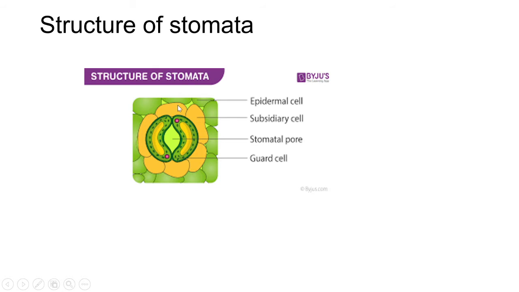First of all, the term stoma, meaning mouth, was coined by De Candolle in 1827. In dicot plants, the stomata are surrounded by two kidney-shaped cells. Now these are the two kidney cells. This is the stomatal pore, and these are the epidermal cells, the subsidiary cells, and the green ones are the epidermal cells. This is the structure of a typical dicot stomata.